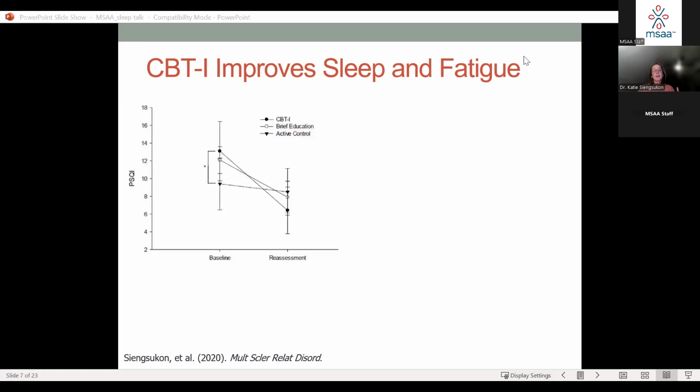All right, so now we're going to shift gears a little bit. We've talked about common sleep disorders in people with multiple sclerosis. I now am going to shift to talking about behavioral interventions to improve sleep and fatigue in people with MS.